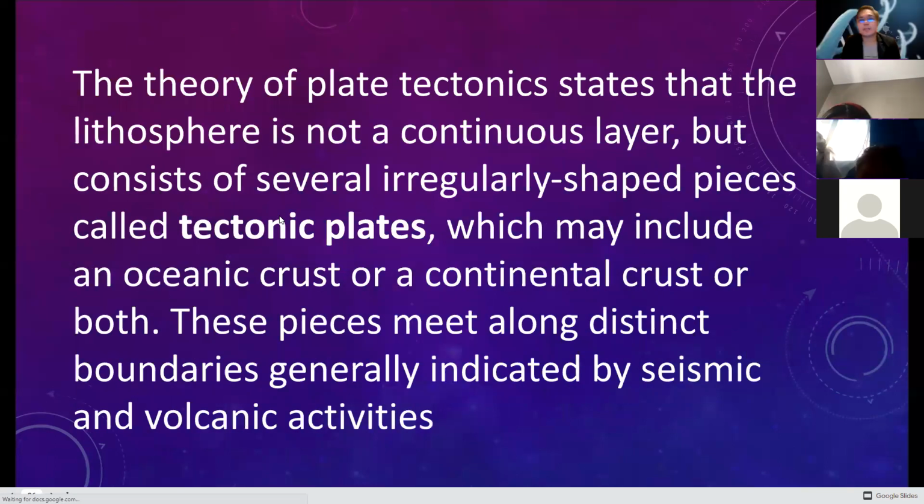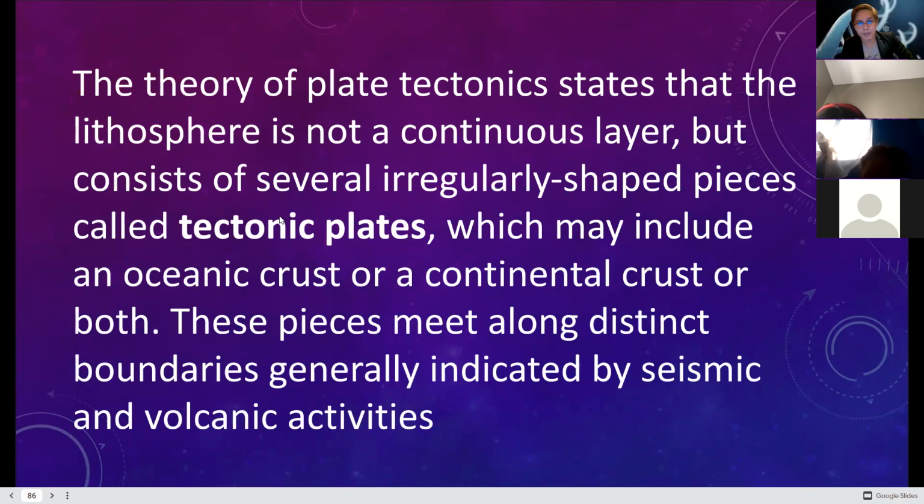Okay? The theory of plate tectonics states that the lithosphere is not a continuous layer, but consists of several irregularly shaped pieces called tectonic plates. We are actually standing on these tectonic plates, which may include the oceanic crusts or continental crusts or both. These pieces meet along distinct boundaries generally indicated by the seismic and volcanic activities.